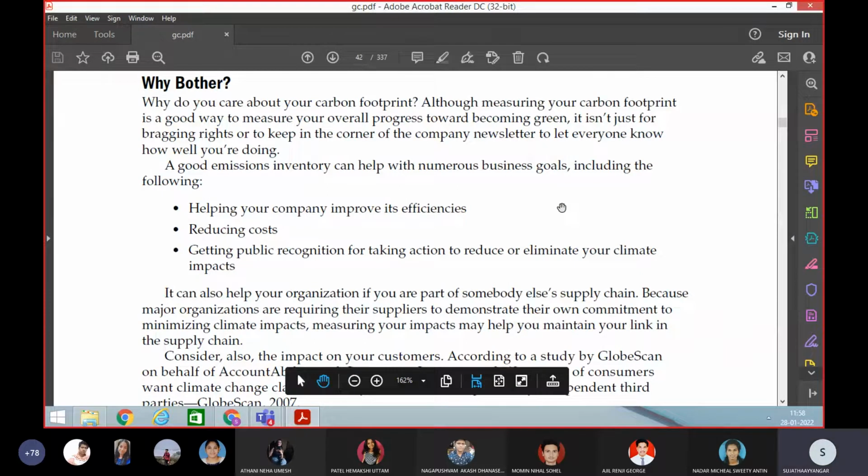It is not just for bragging rights or to keep in the corner of the company newsletter to let everyone know how well you are doing. A good emissions inventory can help with numerous business goals, including the following.